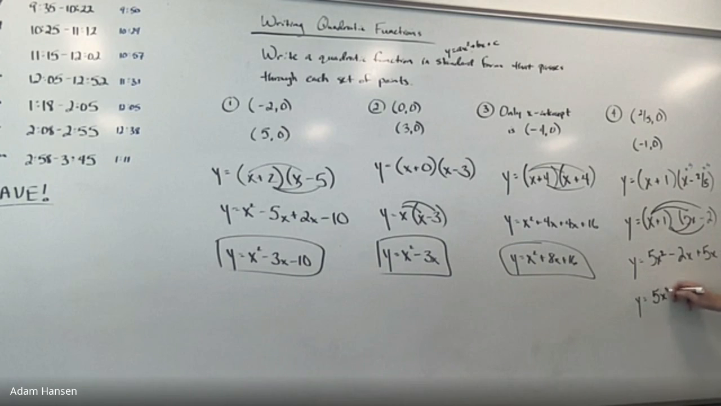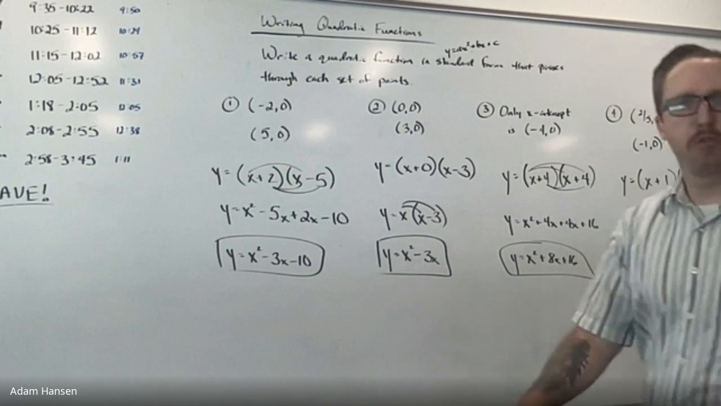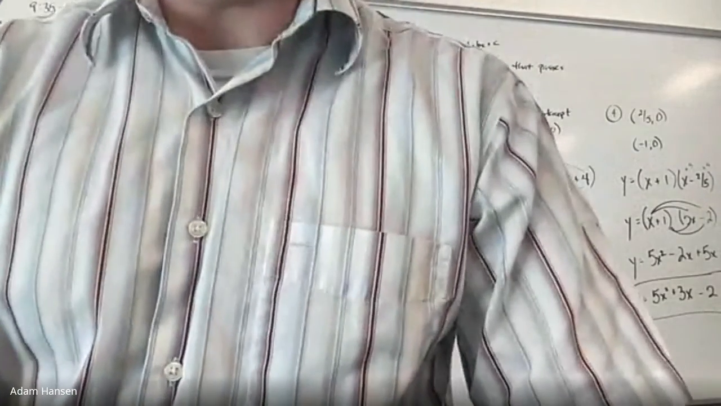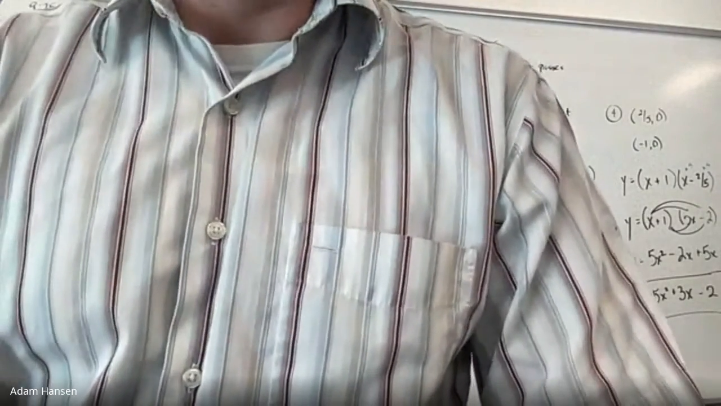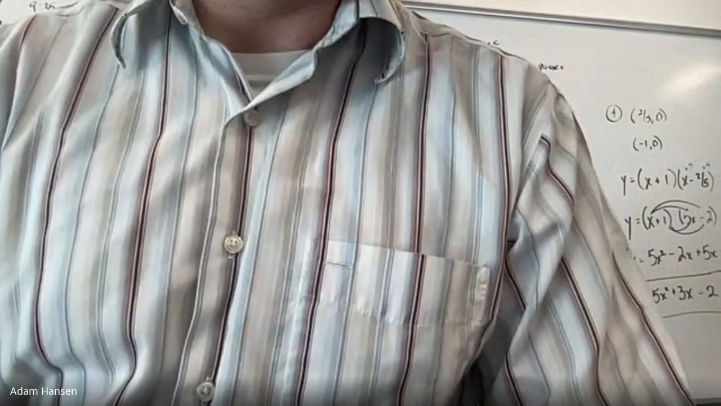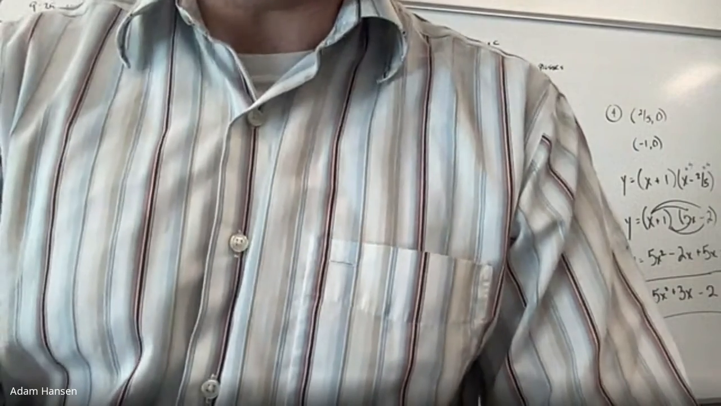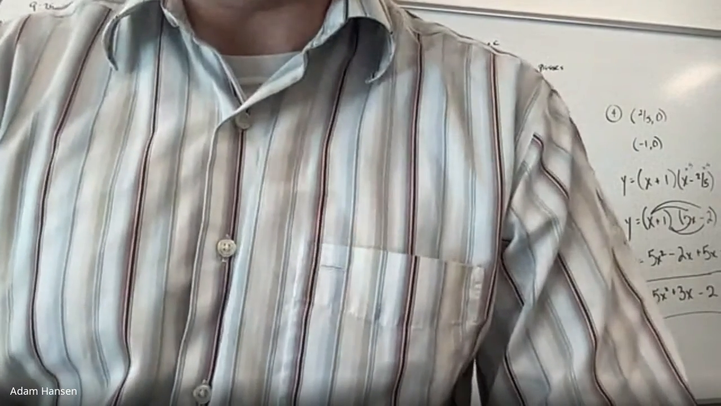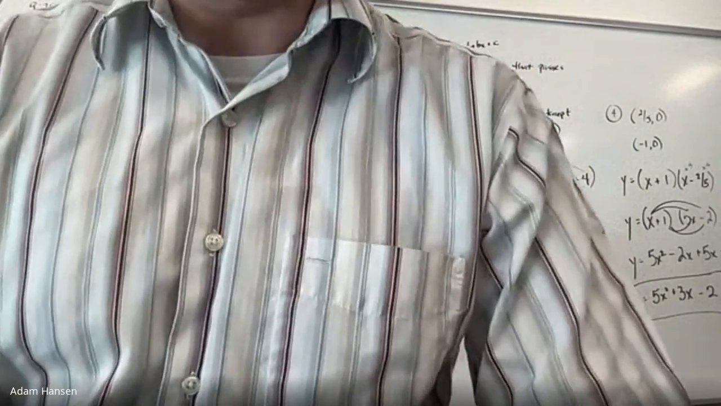5x squared. Negative 2 plus 5 is 3. Couldn't think there for a second. Minus 2. Does that pass through the correct intercepts of negative 1 comma 0 and 2 over 5 comma 0? y equals 5x squared plus 3x minus 2.